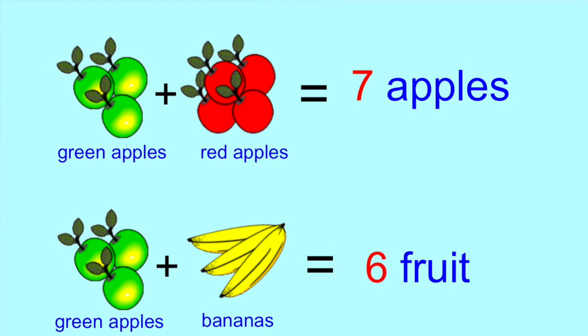So as you can see here, I've got 3 green apples and 4 red apples. But when I add them together, I can't say there are 7 green apples or 7 red apples. And I can't come up with some strange colour by mixing red and green together. I have to change them into something that works for both of those apples. So I can't call them red, I can't call them green, I just simply call them apples. Now I can add them together and I can say I have 7 apples.